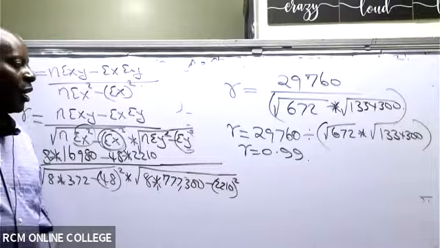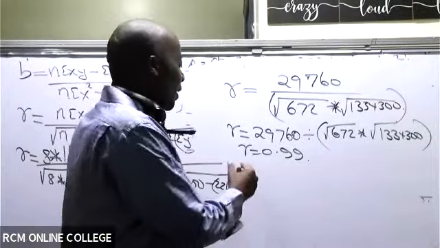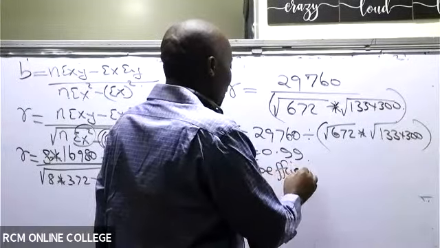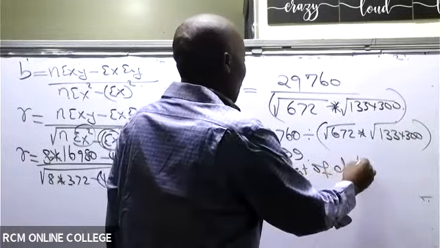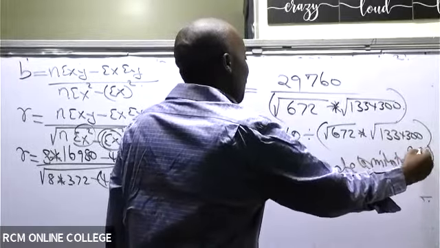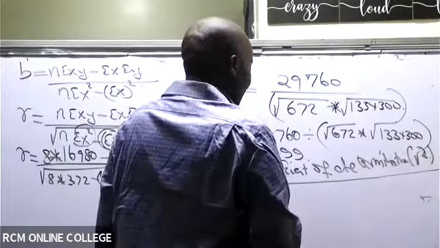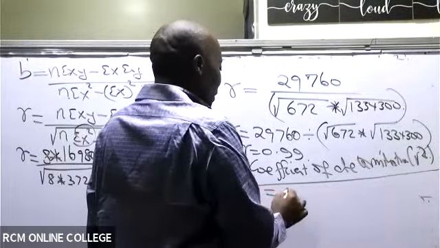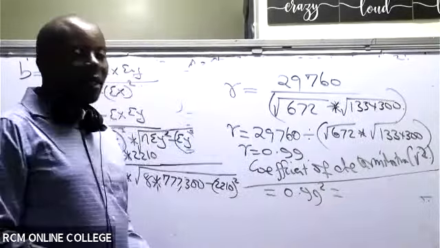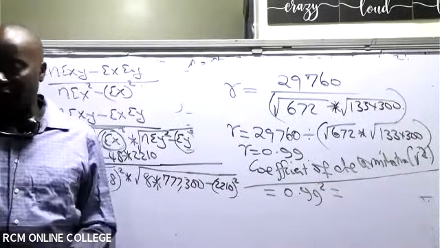But now don't forget that we wanted to get what we call the coefficient. They wanted us to give them the coefficient of determination, which is R squared. So this one here will be 0.99, whatever you have there, you square.